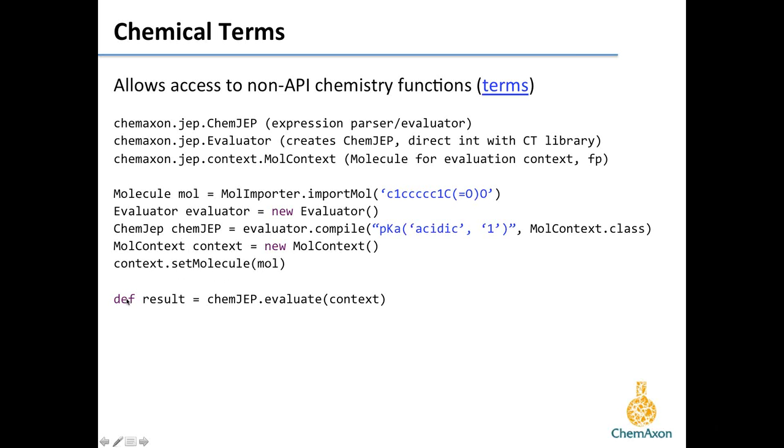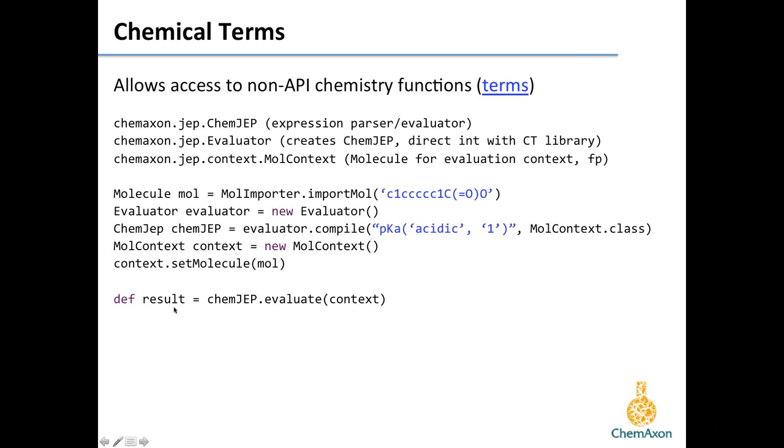Well, now we're going to effectively evaluate it. So we're defining our result as our evaluation of our molecule context for the ChemJEP itself, which is the evaluation parser. So result will now be the automatically determined variable of what the first acidic pKa is.